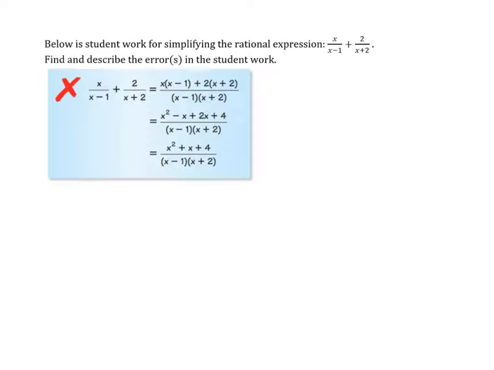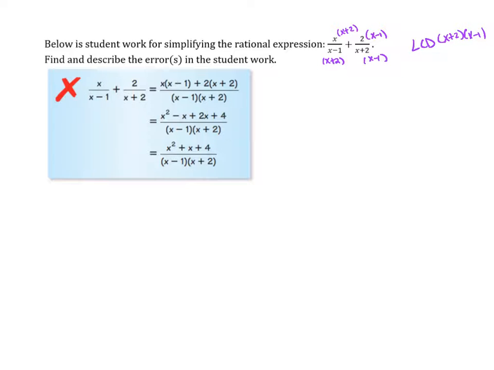So if I were going to solve this, I would get a common denominator by trading the denominators. So I'd multiply this side by x plus 2 on the top and the bottom, and this side by x minus 1 on the top and the bottom. Then my least common denominator would be x plus 2, x minus 1.